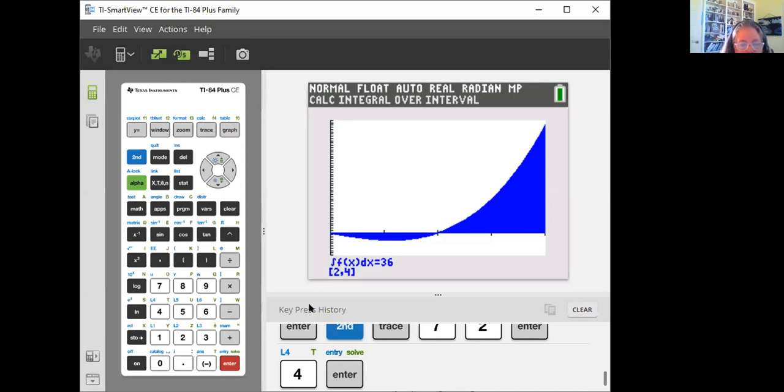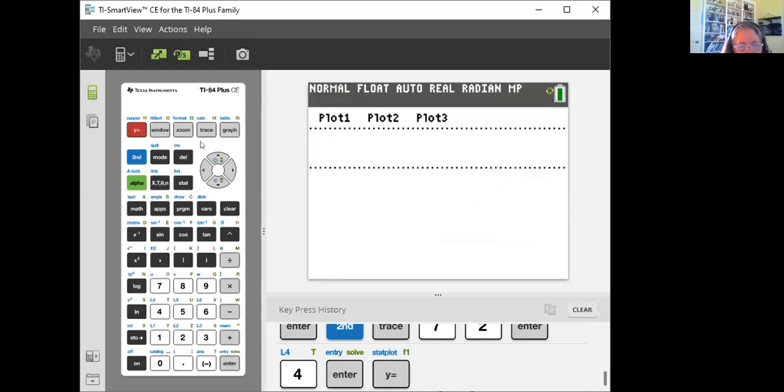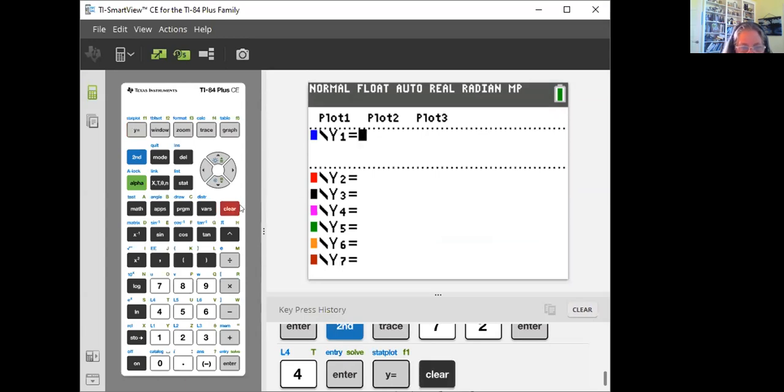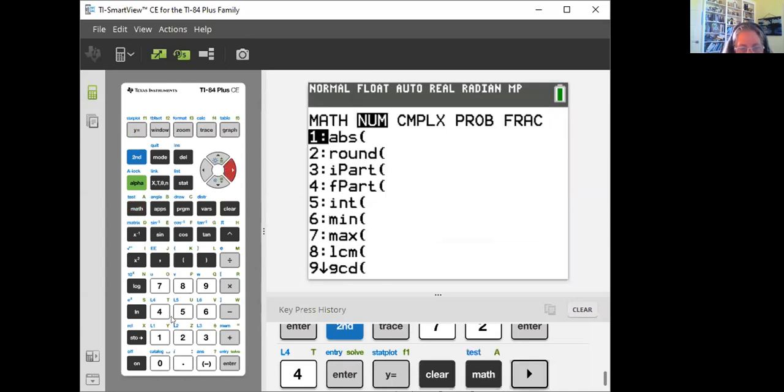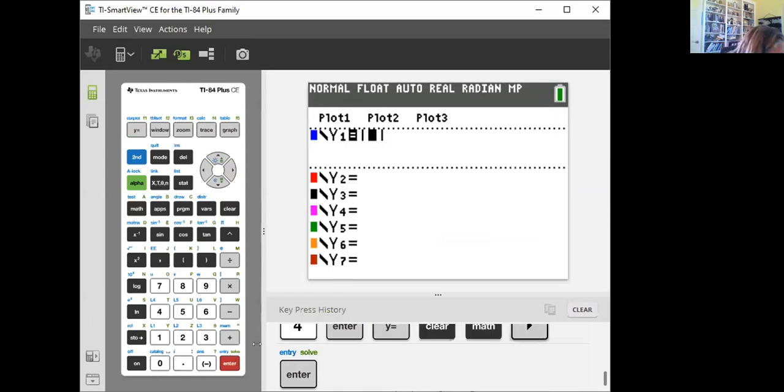So is there an easier way to deal with this? And the answer is yeah. Okay, so what you're going to do is whatever function you're finding the area between the curve and the x-axis of, if you take the absolute value of it, let's do that. So I'm going to show you how to do that. You're going to hit Math and Num. You're going to go to Num, ABS, number 1, absolute value. And I'm going to type the function I wanted to find the area under the axis.